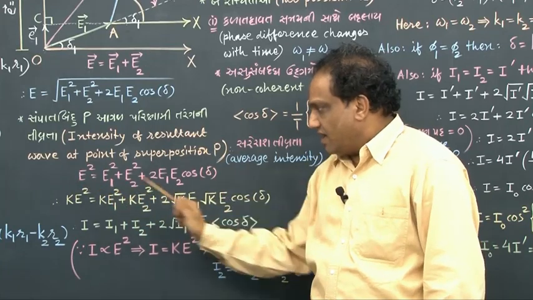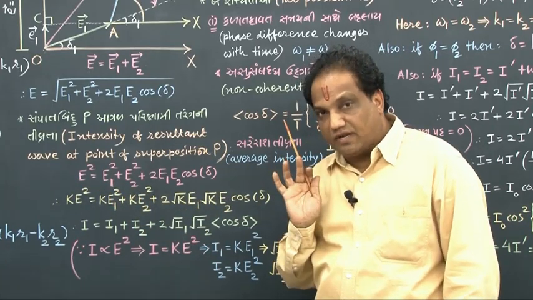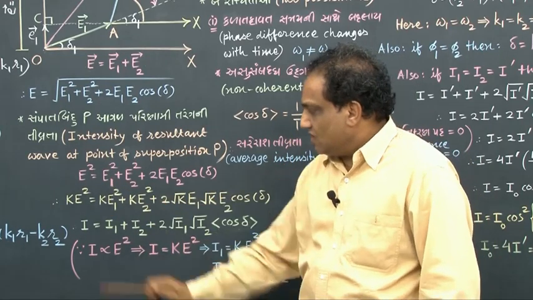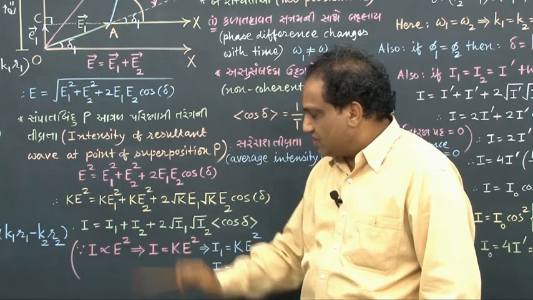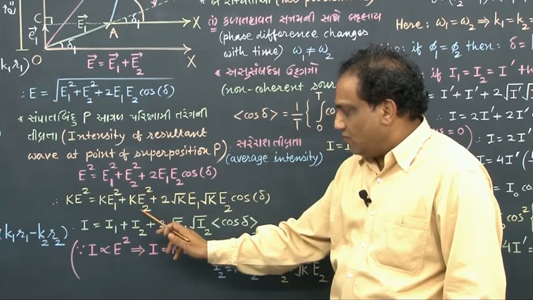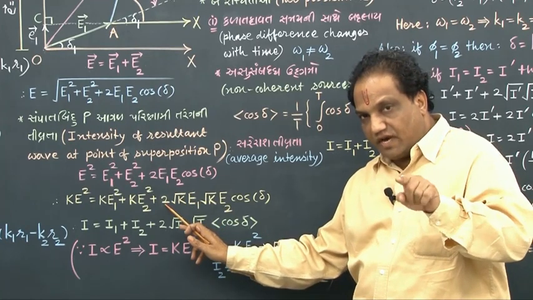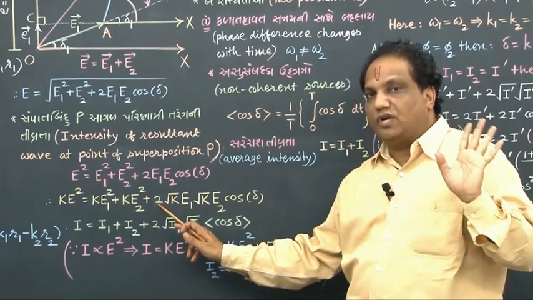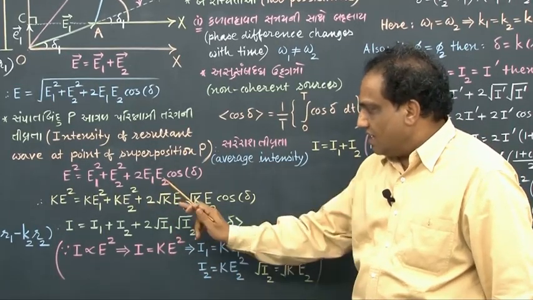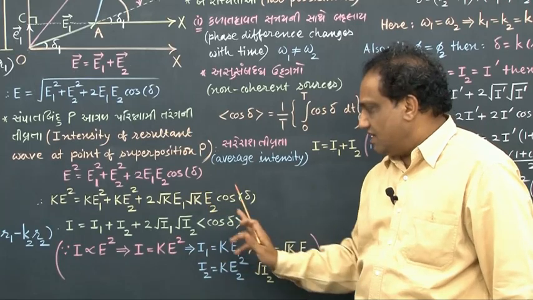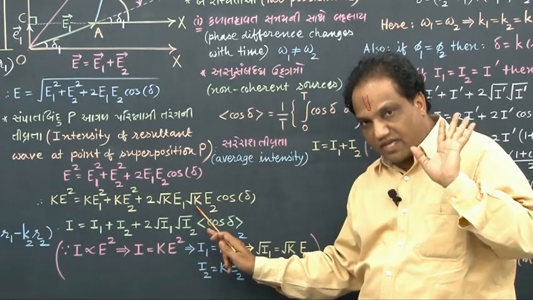Simply take square on both sides, that's all. And now multiply by capital K on both sides. In each term you just multiply by K. So it is K into E square, K into E1 square, K into E2 square. The 2 stays as it is, and K I split as under root K into under root K. So under root K into E1, under root K into E2 cos delta. Naturally, under root K into under root K is under root of K square, which is again K only.